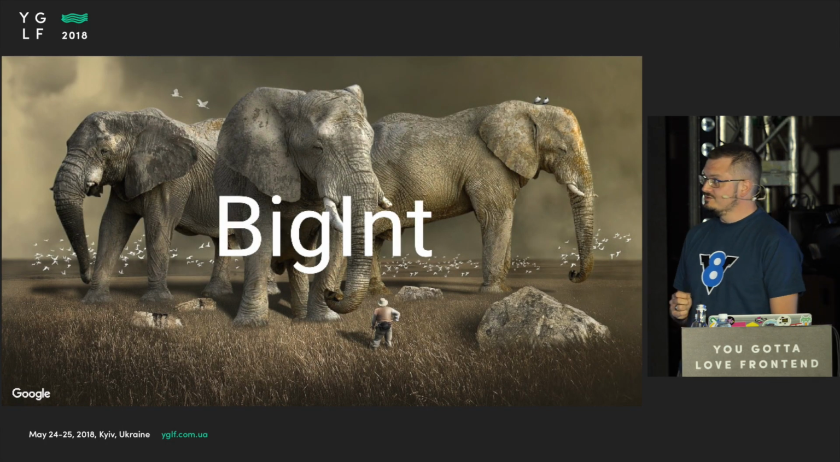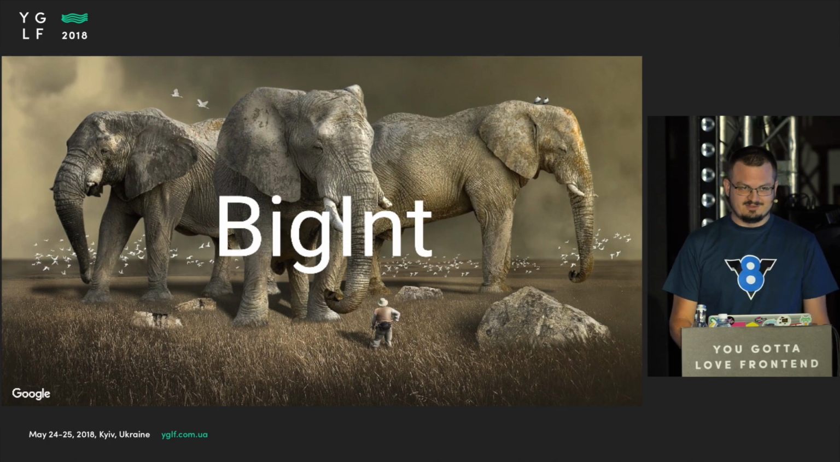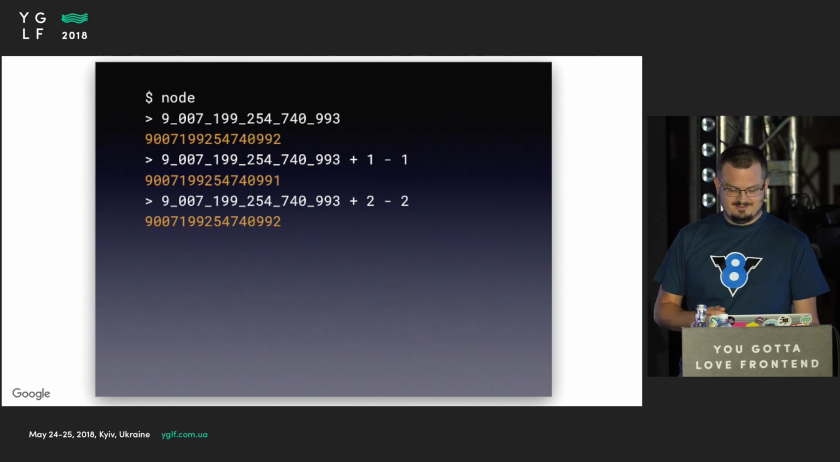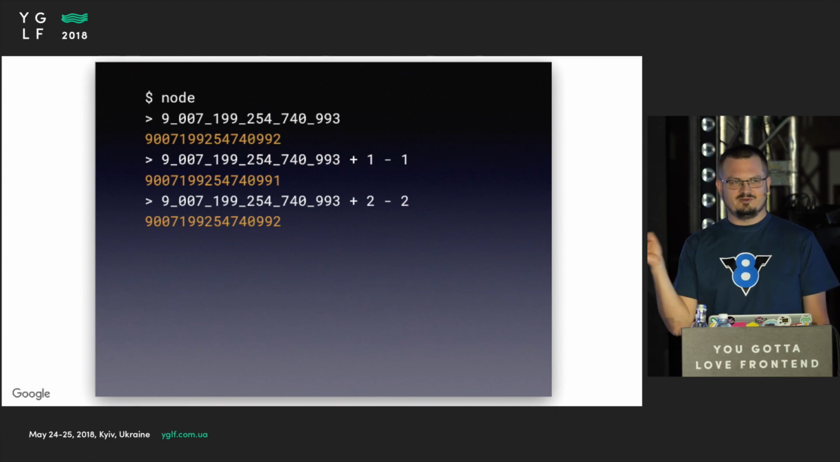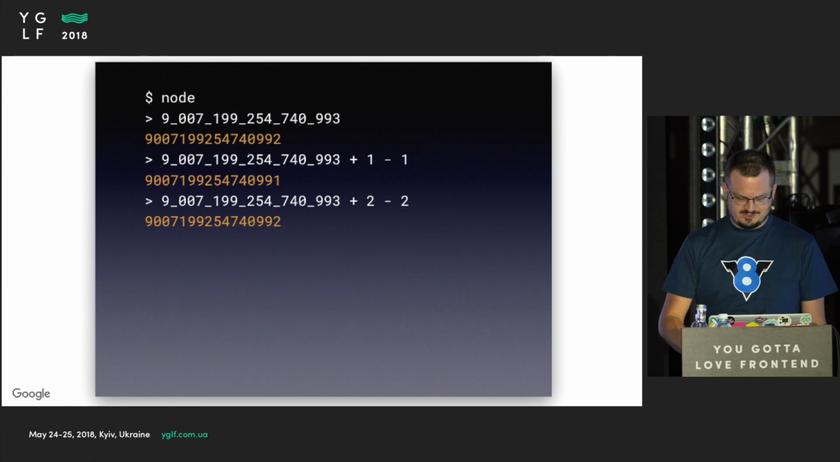And I want to show you one of the latest features that we shipped in Chrome, which is BigInt. You might remember the slide that I had yesterday. Anyone figured out why this is happening? No? Okay. Then I'm going to ruin my joke and explain to you what's happening here.